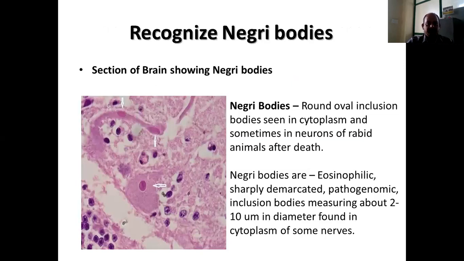Recognize Negri bodies. This is a section of brain showing Negri bodies stained with Giemsa stain. These Negri bodies are round to oval inclusion bodies seen in the cytoplasm of neurons of rabid animals after death. These are eosinophilic, sharply demarcated, pathognomonic inclusion bodies measuring about 2 to 10 micrometers in diameter, usually found in the cytoplasm of some nerve cells.